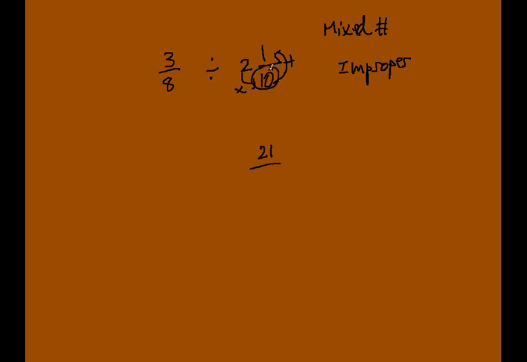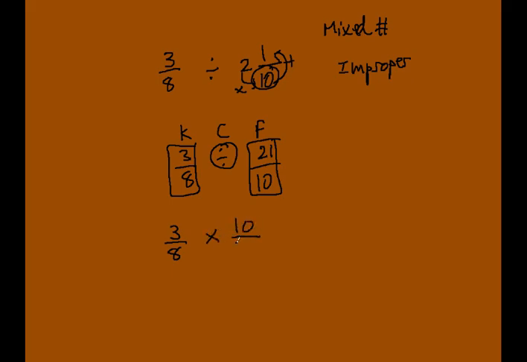And then what was the denominator here? The bottom was 10, so it stays the same. So your problem becomes like this now. 3 over 8 divided by 21 over 10. Now we're going to apply the rule. Keep, change, and then flip.